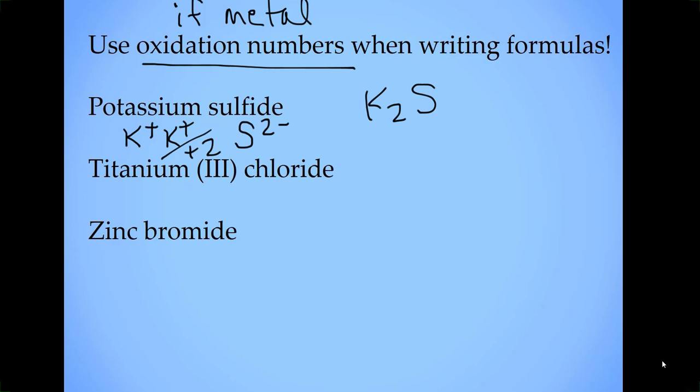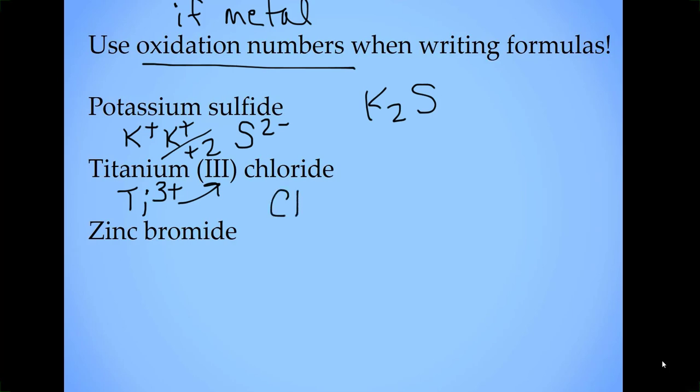Let's look at this next one. So we have titanium 3 chloride. So titanium can have multiple oxidation numbers, but look, they tell us what the oxidation number is. It's a +3. So the answer is right there. I don't even have to look on my periodic table. So I know this is a titanium with a +3. And then chloride. Chloride is chlorine.